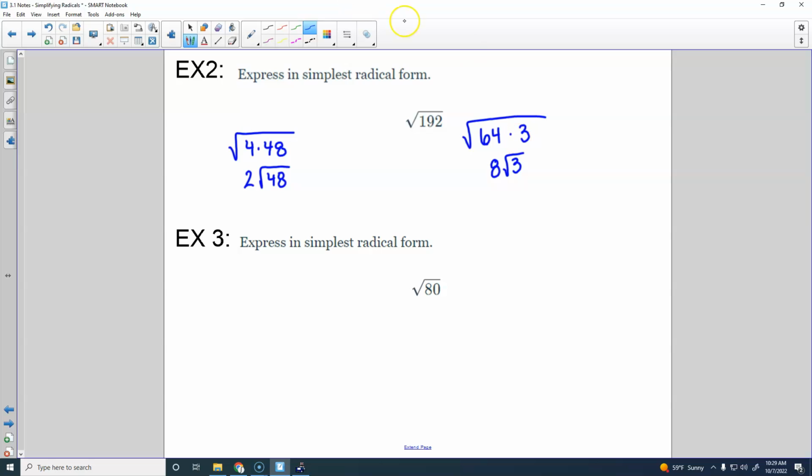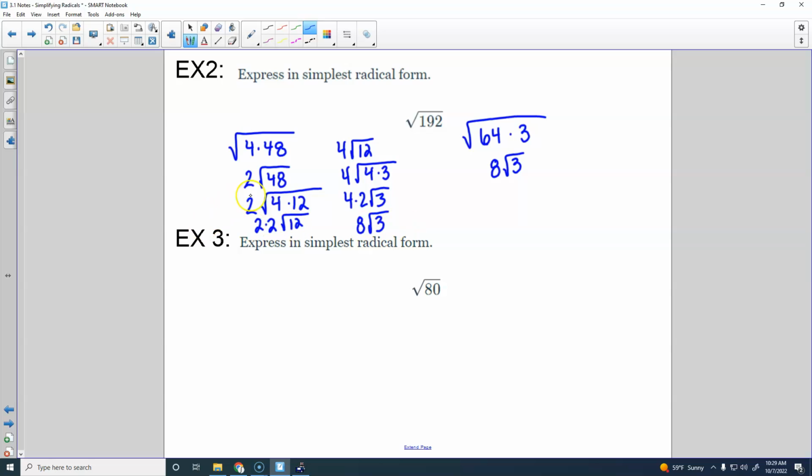Now, if I had done this the other way, I could eventually get to the answer, but watch what has to happen. I might break this down into 4 times 12, which gives me 2 times the square root of 12. Then 12 breaks down into 4 times 3. So that's 2 times 2 times the square root of 3. That's 4 square root of 3, right?